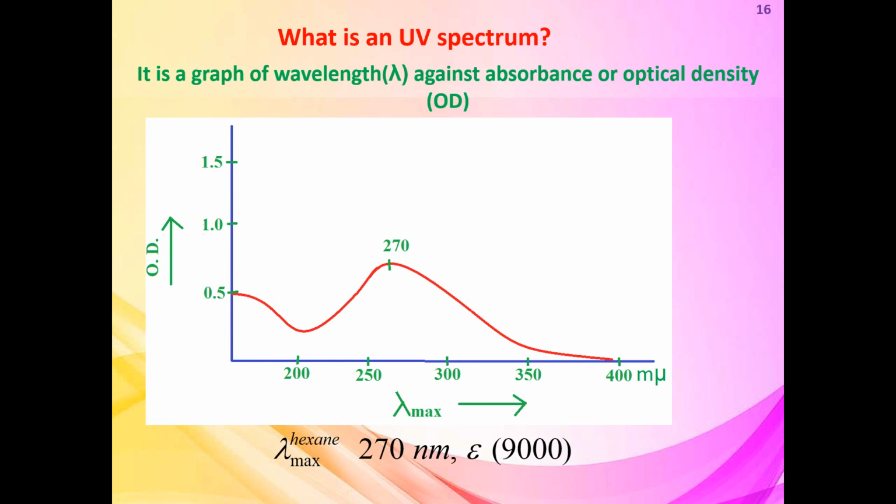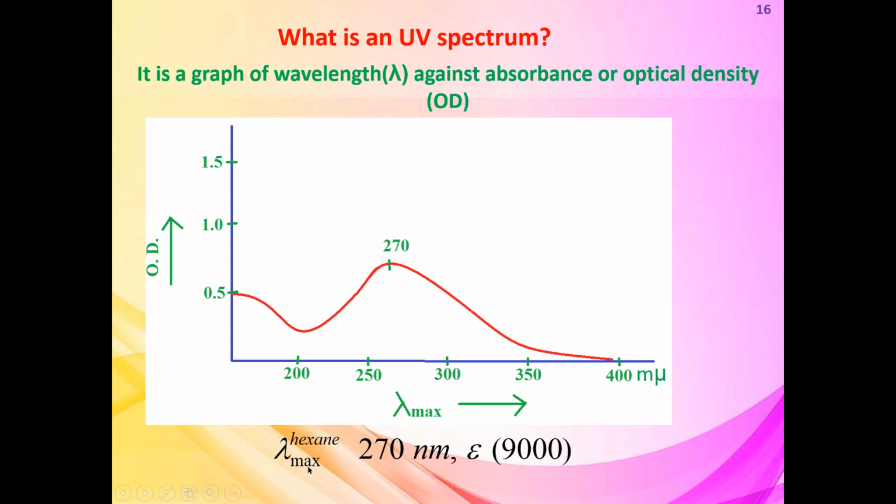So what actually does a UV spectrum mean? It is a graph of wavelength against absorbance or optical density. You can see the graph in this PPT. On the x-axis, the wavelength is plotted, and on the y-axis it is the optical density. And for one particular wavelength there is a maximum absorption, and that is called Lambda Max.